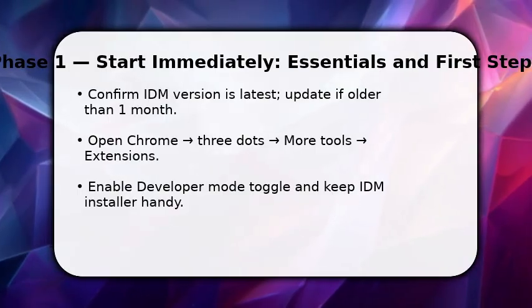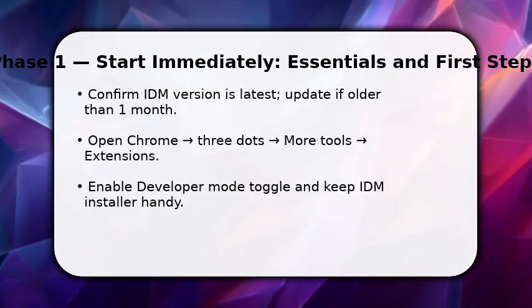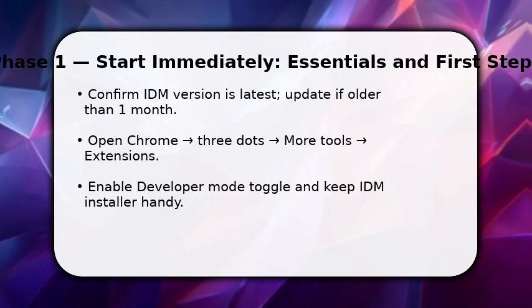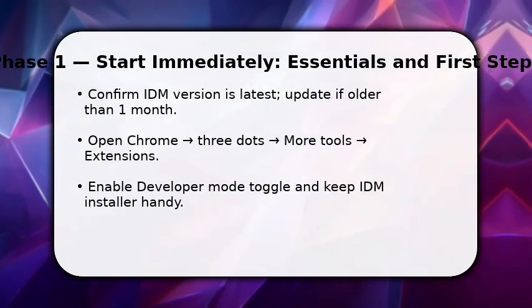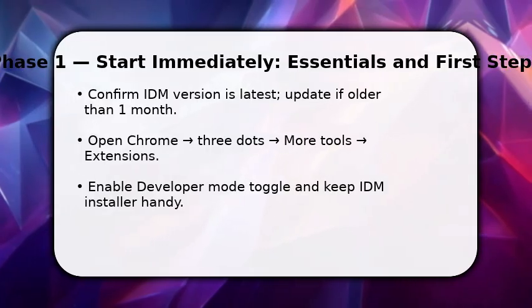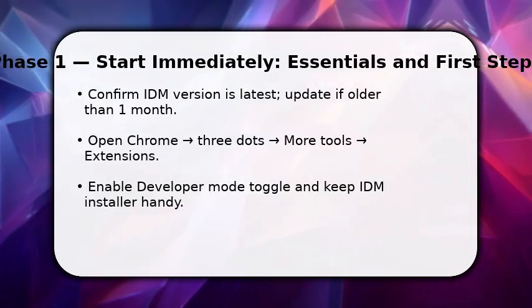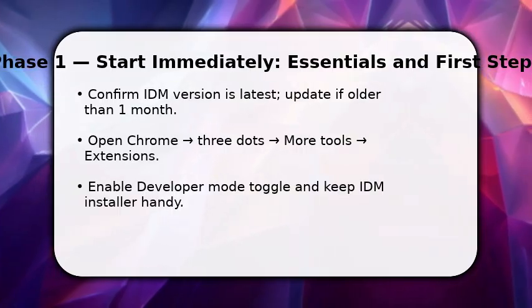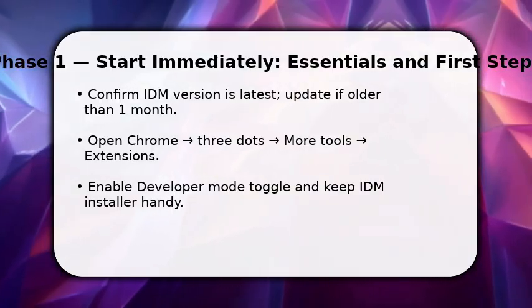You start by confirming prerequisites. Update Internet Download Manager to the latest build because older installers lack correct Chrome hooks. Once done, open Chrome, go to More Tools, then Extensions, and enable Developer Mode. This exposes install options. Next, run the IDM installation file as administrator to register the native messaging host.